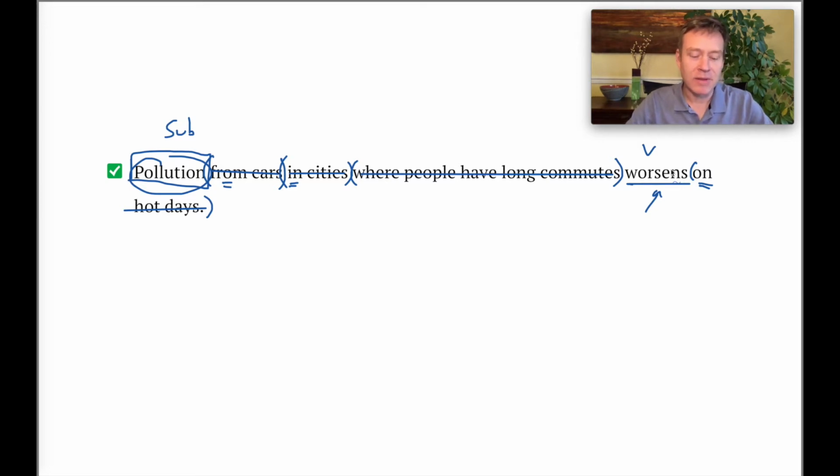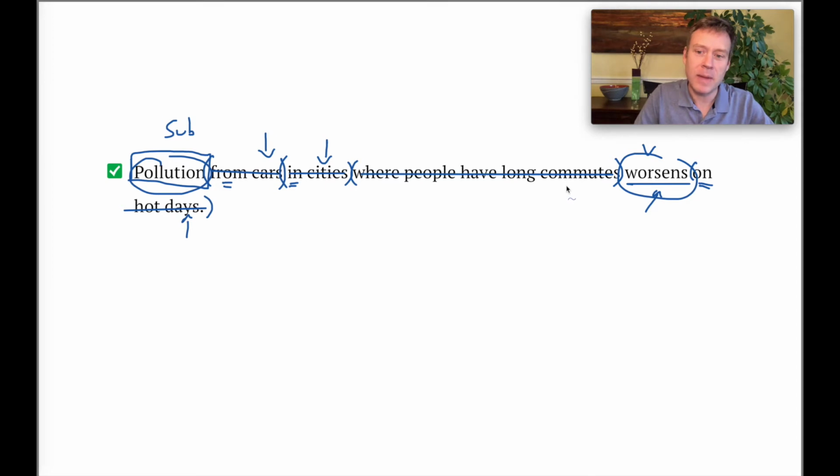So in this example, it doesn't really make any sense to say that the car is... So if we're talking about the verb, which is worsen, does it make any sense to say the cars are worsening? Not really. It doesn't make any sense to say that the cities are worsening or that the hot days are worsening. So just using logic, none of those can really be the subject.